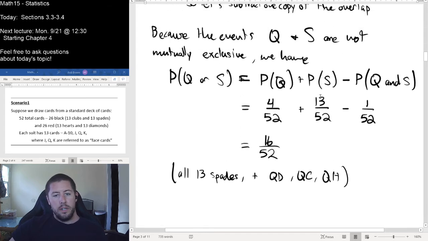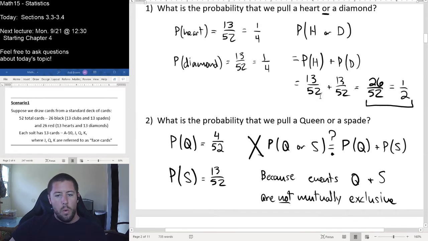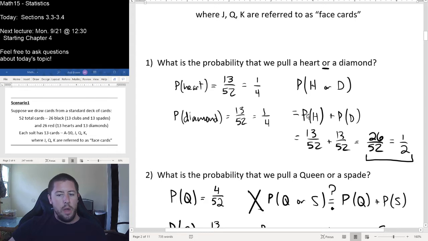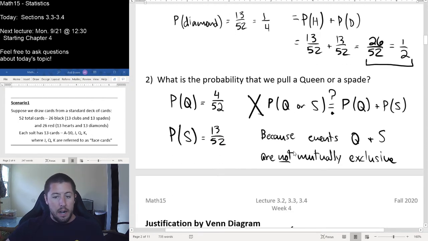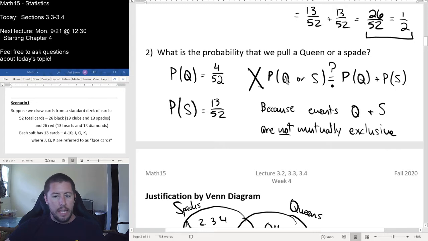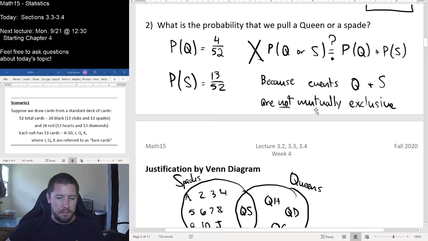So what this says to us in general is, I'm going to scroll back up here, when we're doing OR probabilities, we do just want to add up individually the two probabilities. Up here, hearts and diamonds are completely separate. It's not possible to pull a card that is both a heart and a diamond because they are separate suits. Since these two events, heart and diamond, were mutually exclusive, we didn't have to worry about anything getting double counted, and we just straight up added the probabilities. In this scenario, we saw that drawing a queen and drawing a spade are overlapping. They are not mutually exclusive.